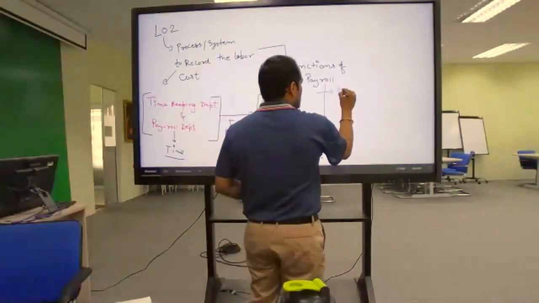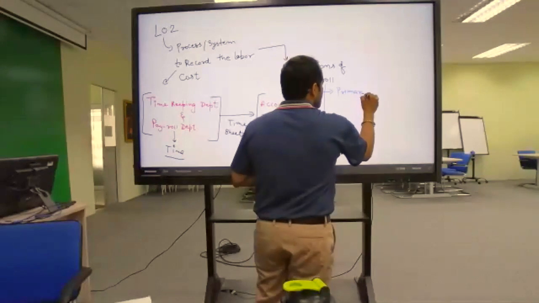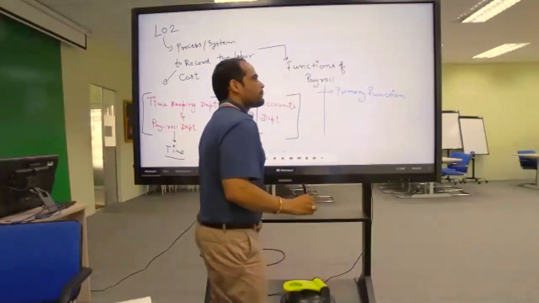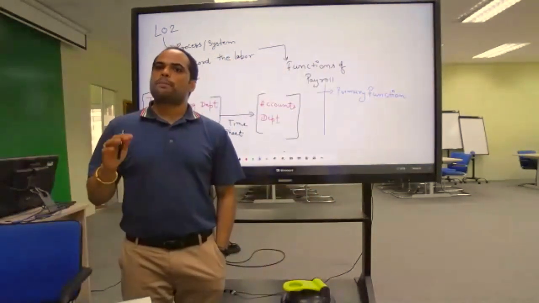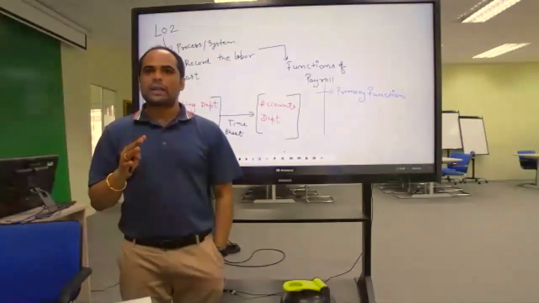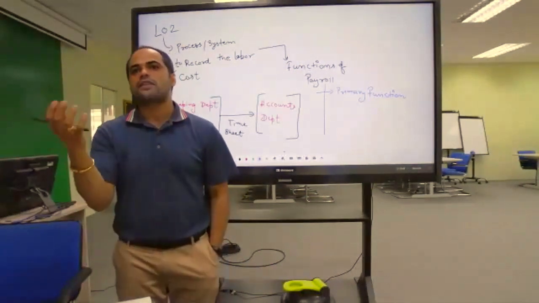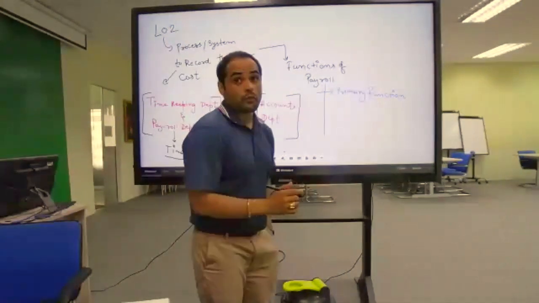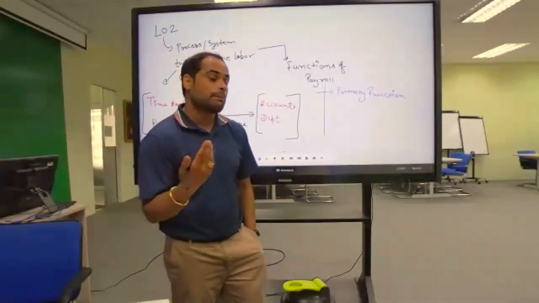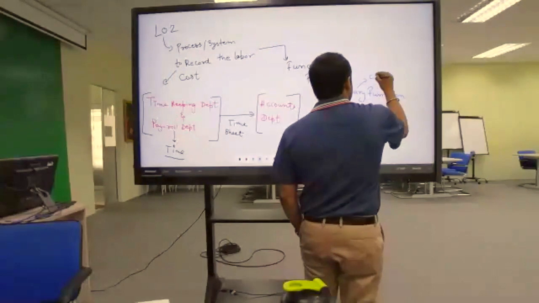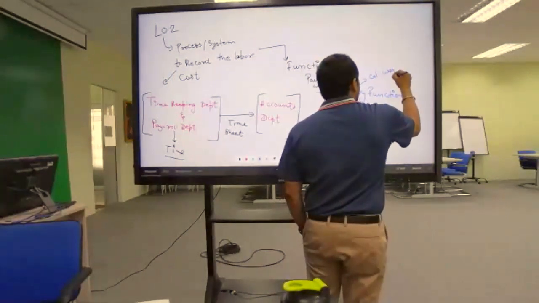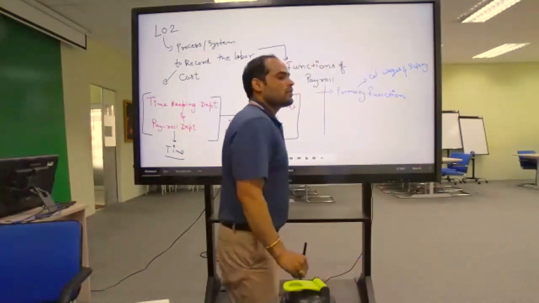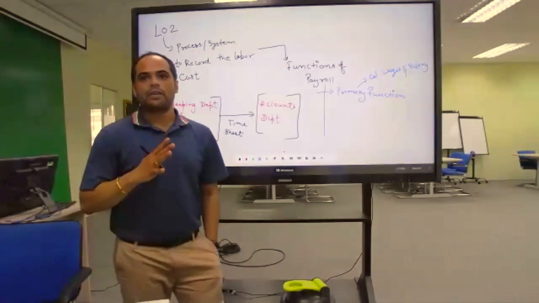So they have a primary function. The primary function, or primary responsibility, of the payroll department is to calculate the basic salary of the workers, to calculate wages and salary. That's the primary function, all right?